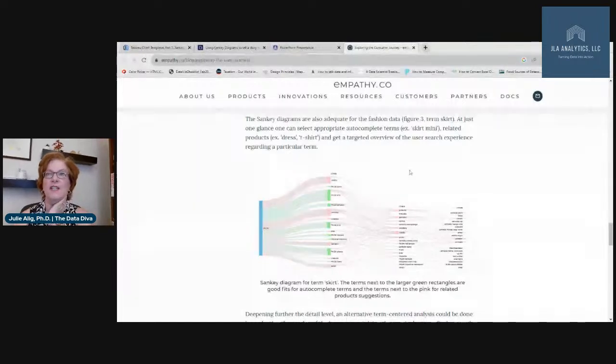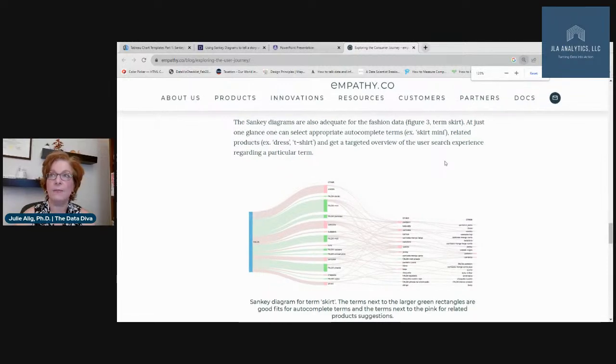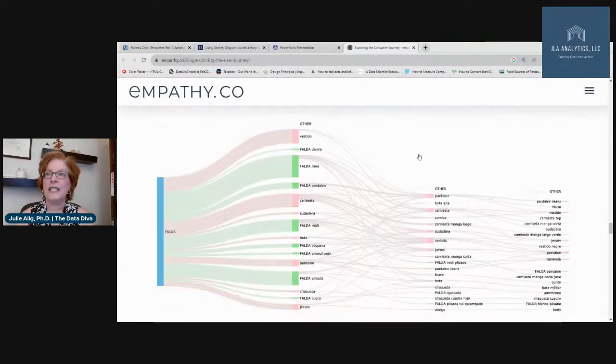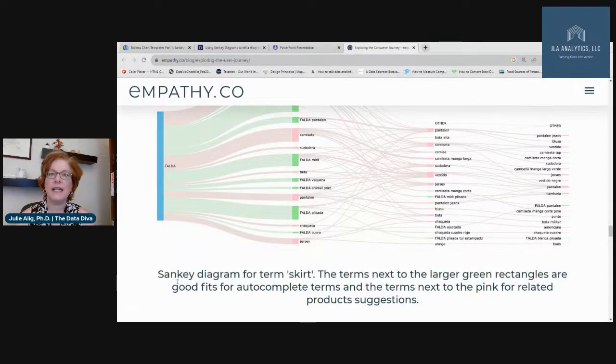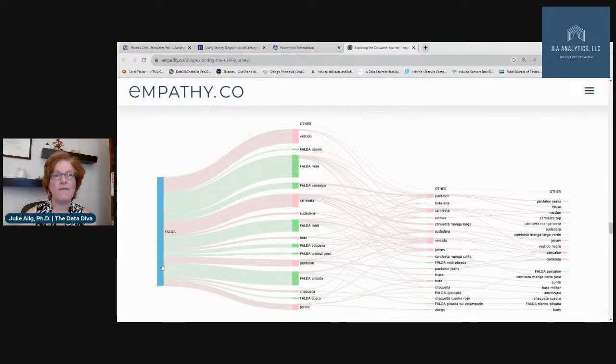This is really interesting. So here, again, what we're looking at is a Sankey diagram. Let me see if I can embiggen this a little bit. There we go. So what she did is, and she explains it down here, the Sankey diagram for the term skirt or falda. The terms next to the larger green rectangles are good fits for autocomplete terms. And the terms next to the pink are good fits for related product suggestions. So see, if people look at falda mini, that will be good for an autocomplete, right, on this company's website, versus falda.